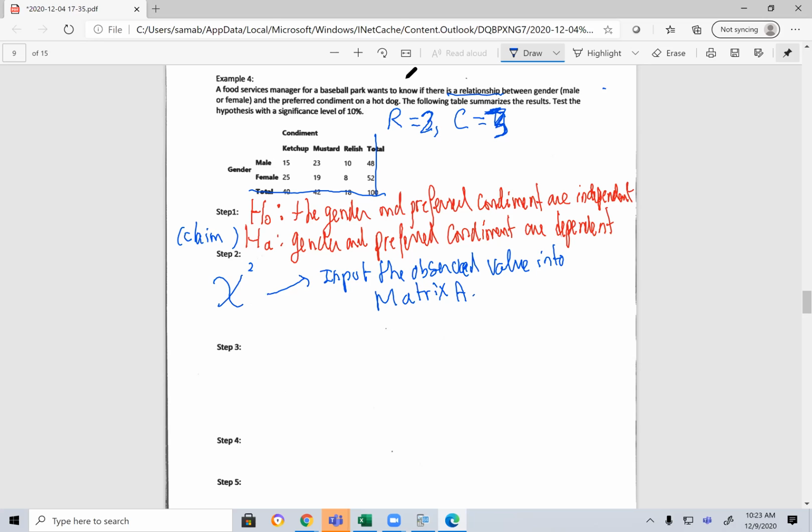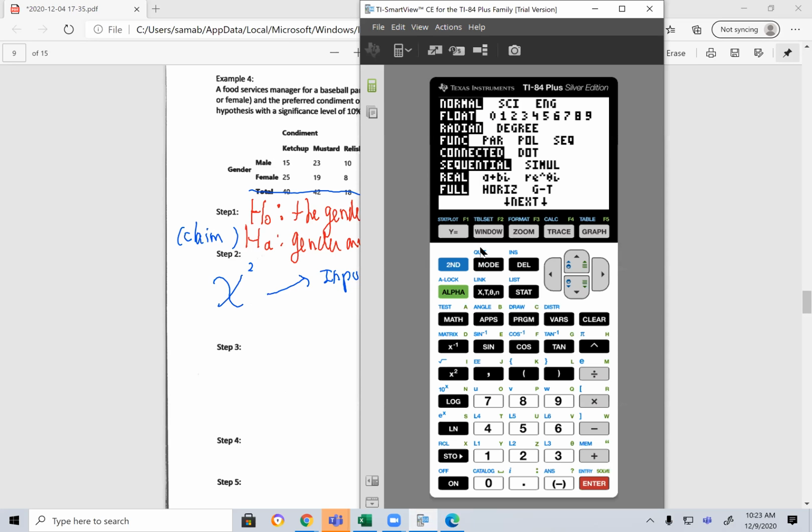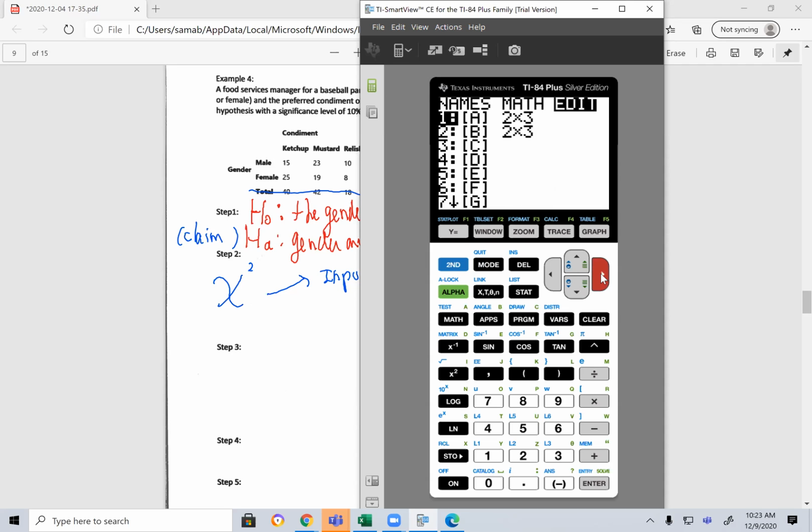Now we're safe. All right, let's do this. So we're going to go second, matrix, edit, enter, and it's already 2 by 3. So we're in good shape here. 2, 3, just change the values, guys. So 15, watch, I'm going to go slow. 23, 10, 25, 19, 8. There you go. And now you can quit. Clear the screen if you want. Don't worry about the expected values. They're going to be generated for you.